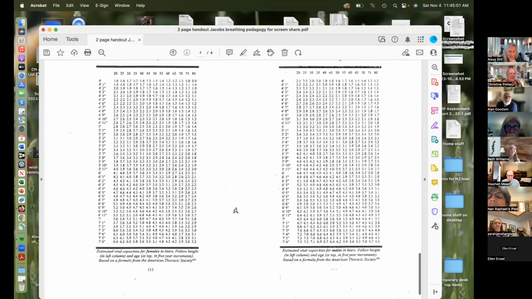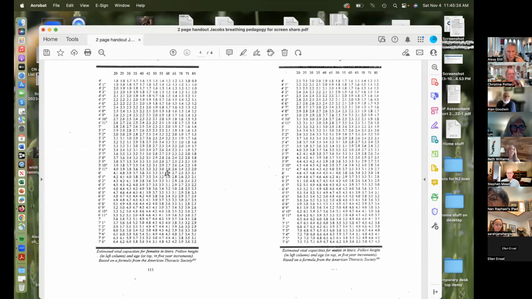Okay, so we have females on the left, males on the right. I'm the wrong side of 60 now, and I am roughly 5'11". So this chart says that I blow 2.8 liters. Well, that's BS because I'm filling up a 6-liter bag. But I've been doing this my whole life, right? So I'm really good at stretching out.